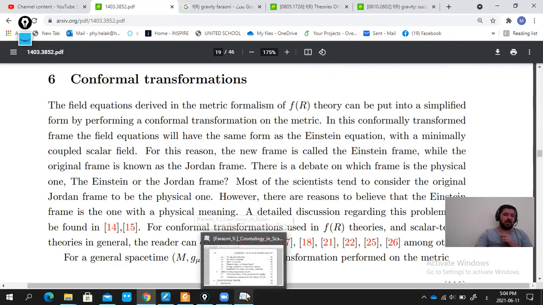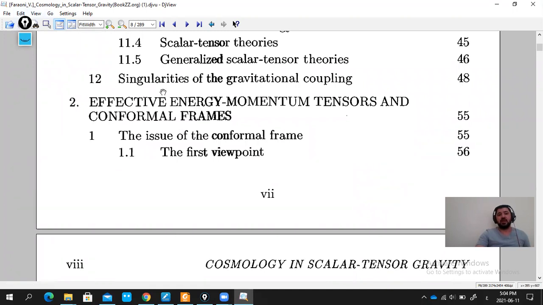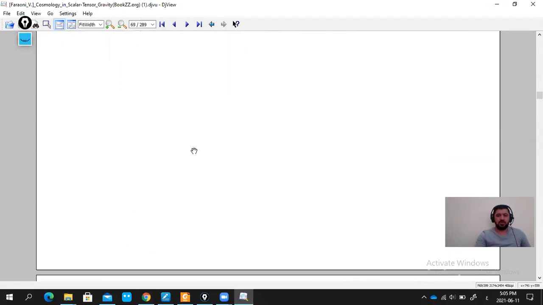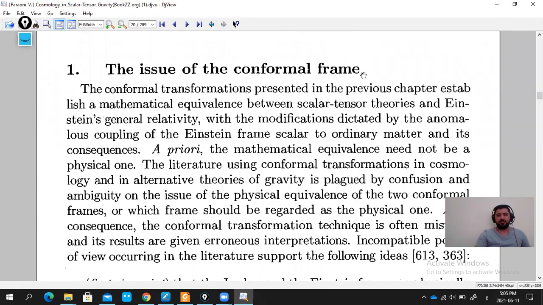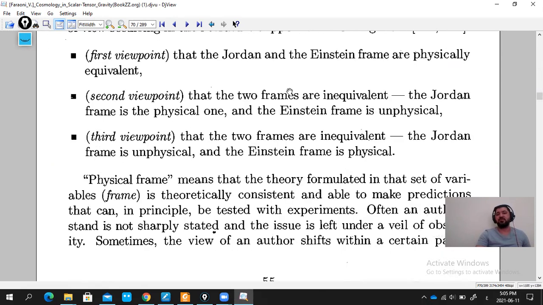To read a brilliant, excellent, and elegant discussion about this point, I highly recommend this book, Cosmology in Scalar-Tensor Gravity by Faraoni. This is chapter 2, the issue of conformal frame, around page 63. Within it, he discusses that we have different viewpoints. The first viewpoint is that the Jordan and Einstein frames are physically equivalent. The second viewpoint is that the two frames are inequivalent: the Jordan frame is the physical one and the Einstein frame is unphysical. And the third viewpoint is that the two frames are inequivalent: the Jordan frame is unphysical while the Einstein frame is the physical one.